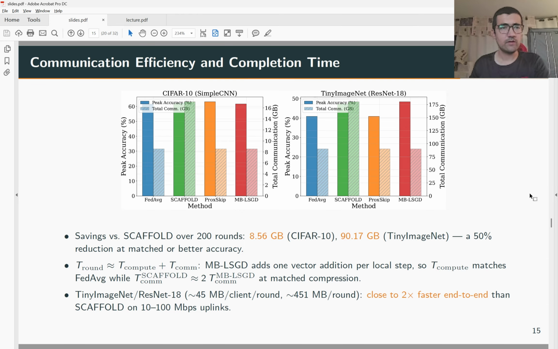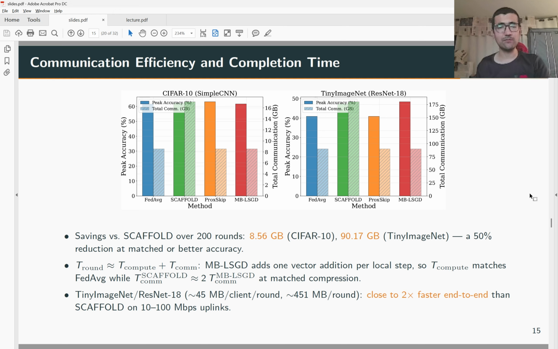And now let me translate those bytes into time. Since this is a systems audience, our main focus is that over 200 rounds we have 8.56 gigabytes on CIFAR-10 and 90.17 gigabytes on Tiny ImageNet relative to SCAFFOLD, a 50% reduction at matched or better accuracy.